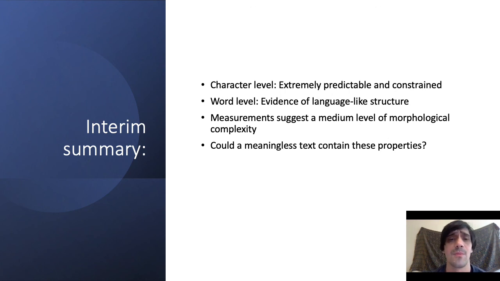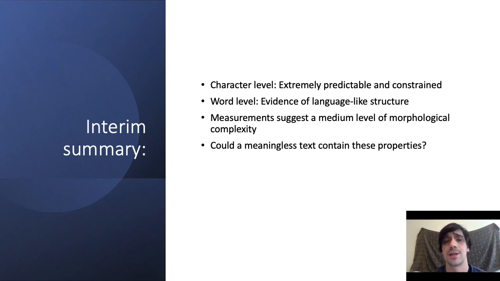So at the character level, Voynich is extremely predictable and constrained. It does not look a lot like natural language. At the word level, however, it looks a lot more normal. There's evidence of language-like structure. And in fact, there are measurements that suggest that Voynich is a medium level of morphological complexity, maybe more like Germanic languages or Indic languages. Some morphological structure, but maybe less than something like Latin.